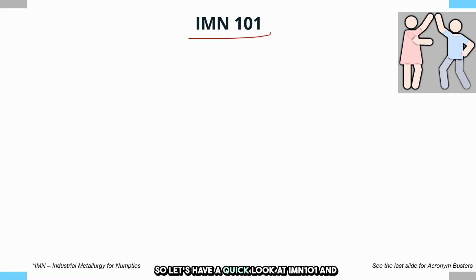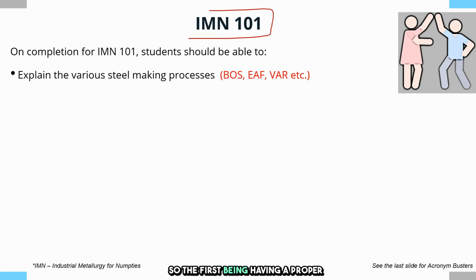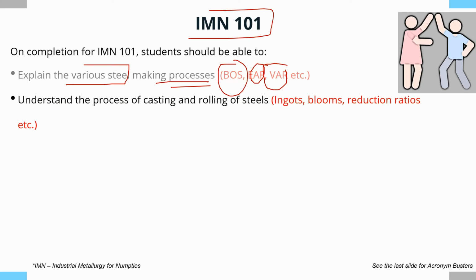So let's have a quick look at IMN 101 and what we hope to achieve on completion of IMN 101. So the first being having a proper understanding of various steelmaking processes. So we look at things like BOS, which is the basic oxygen steelmaking process. We look at EAF, which is the electric arc furnace. We look at VAR, which is the vacuum arc remelting process. And we look at things like the blast furnaces and the coke ovens as well.